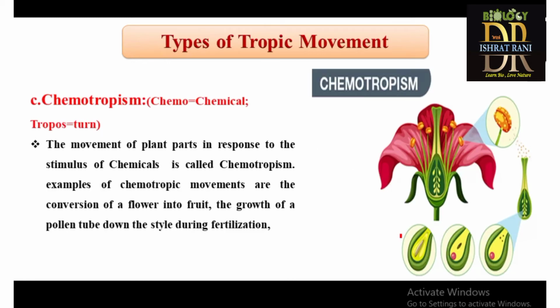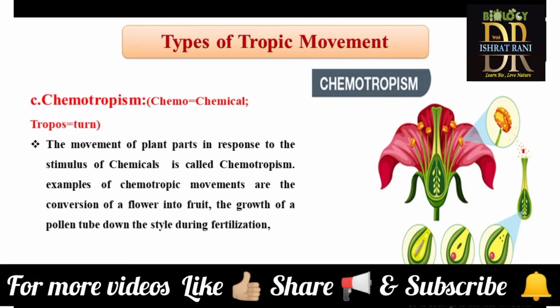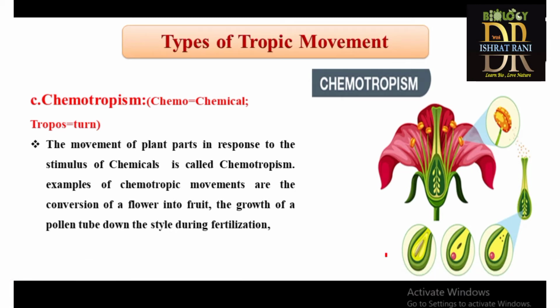Here is another movement, which is chemotropism. Due to different types of chemicals, the plant will show movement, and this type of movement occurs in flowers due to the growth of the pollen tube. Just like in fertilization, you can see the stamens and here is the carpel, and due to chemicals the pollen tube is attracted and moves towards the ovary for fertilization. This is known as chemotropism.